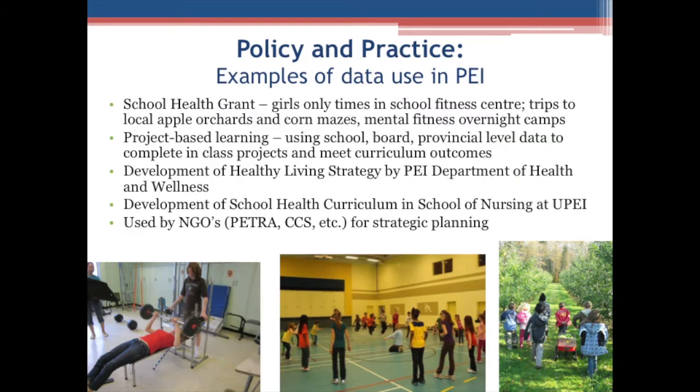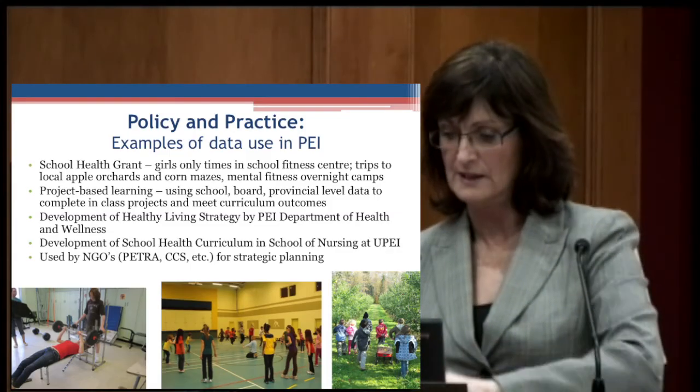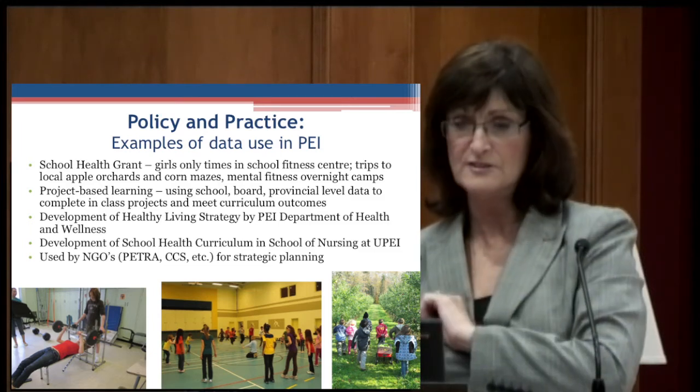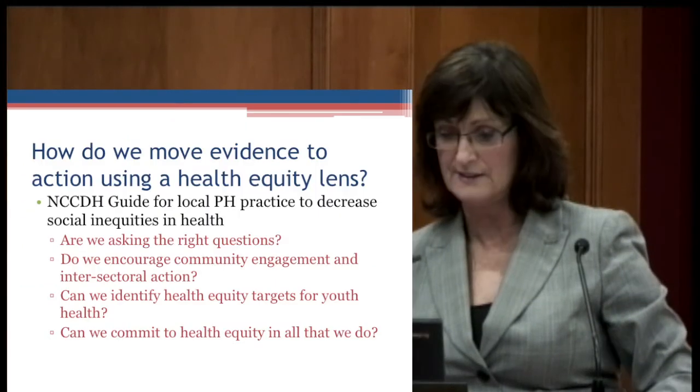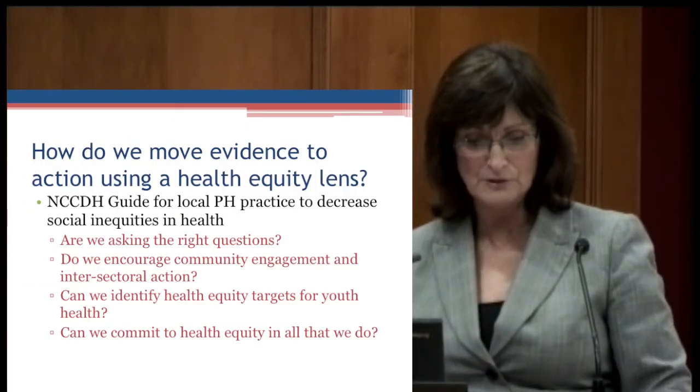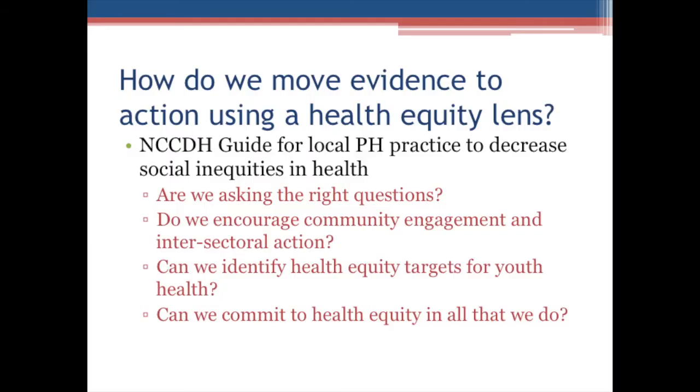We'll keep going here. These were examples of people doing snapshots of activity based on our data. They said, policy and practice, we can take the data, low activity for females, they set up a gym time for females only. Positive mental fitness gym, a whole weekend at a school. Let's do some positive toolkits. And so my question for you tonight is, how do we move evidence to action using a health equity lens? How can we do better? And I could have shared a whole lot more with you, but we won't.